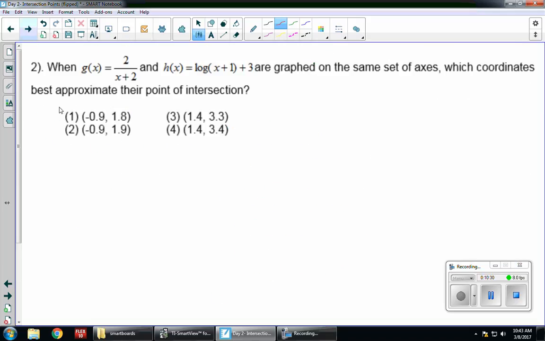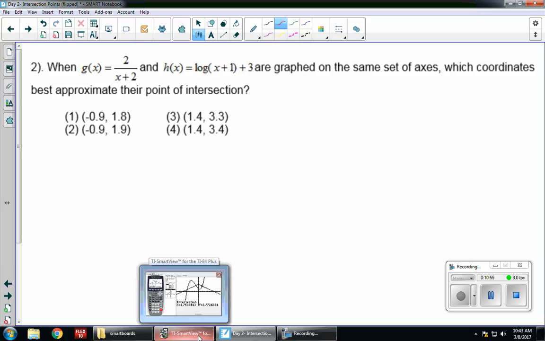So let's take a look at the second question. When g of x equals 2 over x plus 2 and h of x equals log of x plus 1, plus 3 are graphed on the same set of axes, which coordinates best approximate their point of intersection? This was actually a Regents question, and this reviews logs, which we just did. So I'm going to go to my calculator, and I'm going to type g of x into y1, and I'm going to type h of x into y2. So follow along with me on your calculator as well.